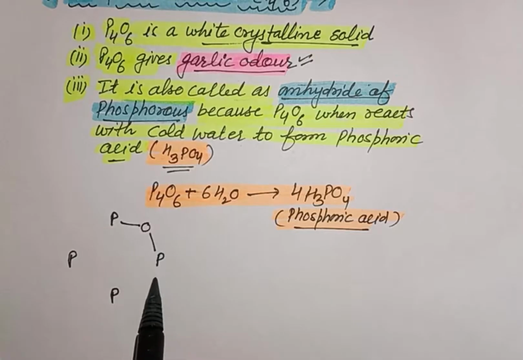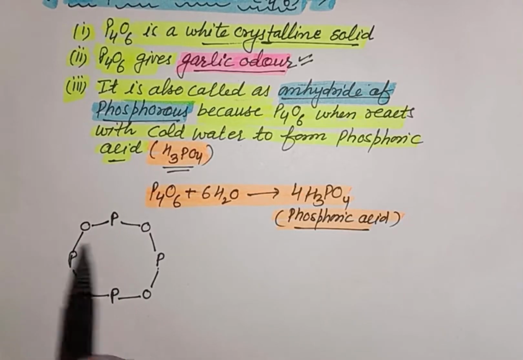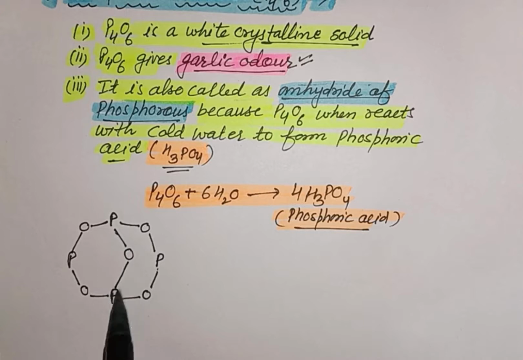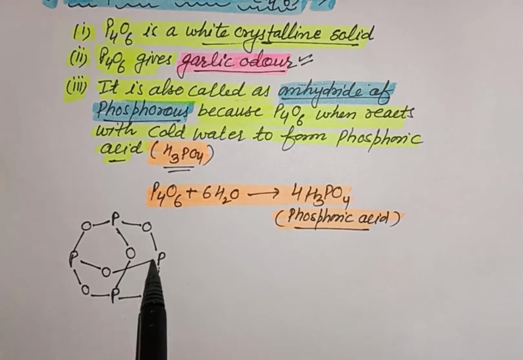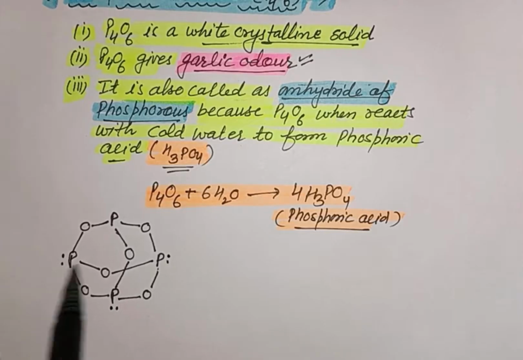If we talk about the structure, then four phosphorus atoms are present at the corners of a tetrahedron, and the phosphorus atoms are joined together by phosphorus-oxygen-phosphorus bridges. Similarly, here these two phosphorus also join together by a phosphorus-oxygen-phosphorus bridge, and similarly here. Each phosphorus atom in P4O6 has a lone pair of electrons on it.